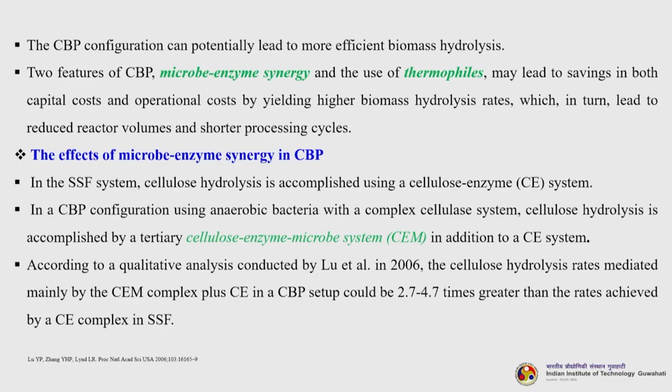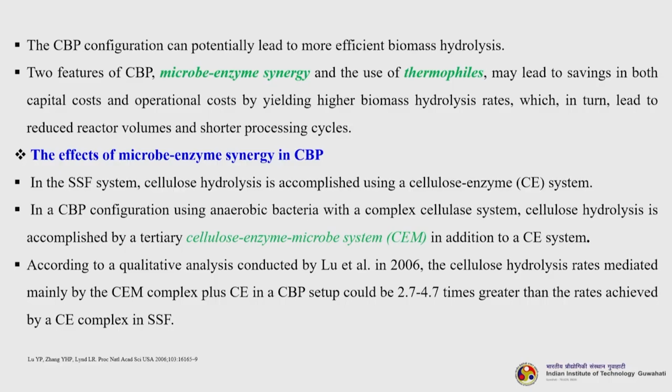Now, we will try to understand the effects of the microbe enzyme synergy in the CBP. In the SSF system, cellulose hydrolysis is accomplished using a cellulase enzyme system. In a CBP configuration using anaerobic bacteria with a complex cellulase system, cellulose hydrolysis is accomplished by a tertiary cellulose enzyme microbe system, which is called a CEM in addition to a CE system. So, CE is just a cellulase enzyme system, CEM is cellulase enzyme microbe system.